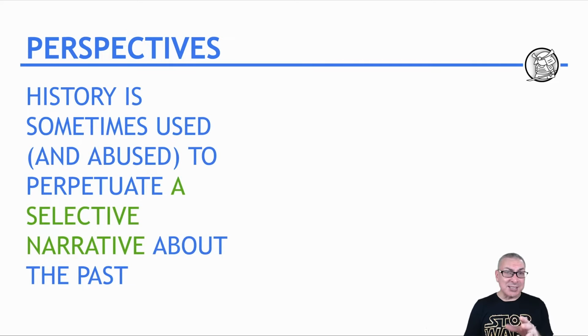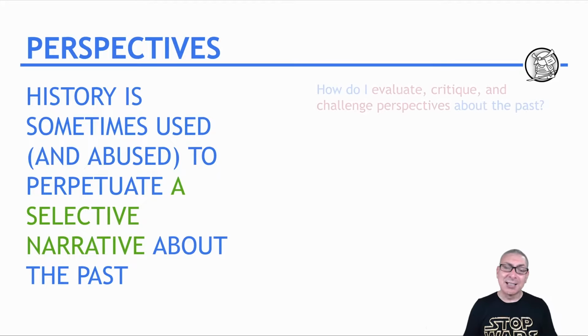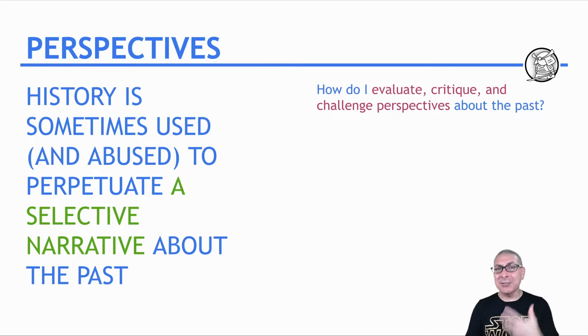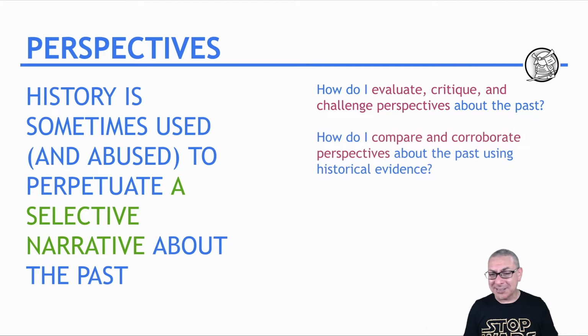So history is essentially a selective narrative of the past. It's what people choose to tell you happened based on their perspective. They want us to think this is how history happened, and this can be used and abused. So you're going to ask questions like, how do I evaluate, critique, and challenge perspectives about the past? Because we will have different perspectives depending on who we are, where we were raised, and where we live, and how old we are, and all that stuff.